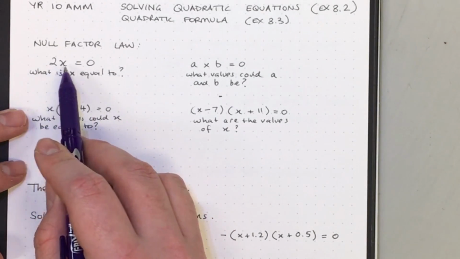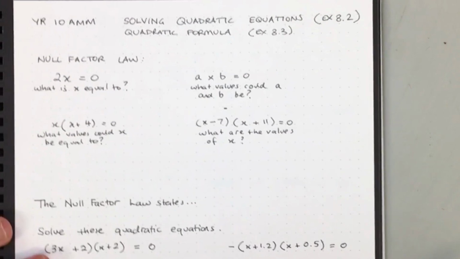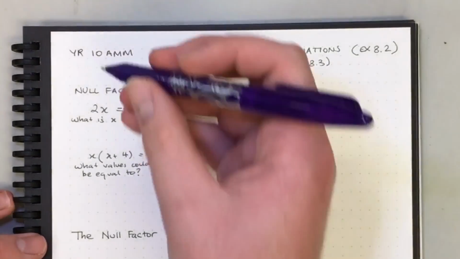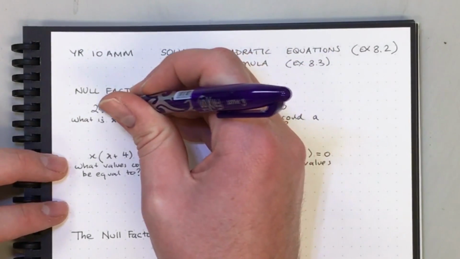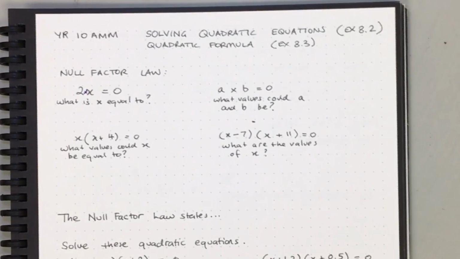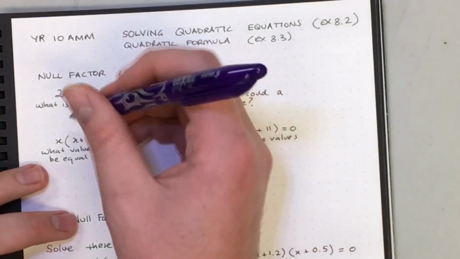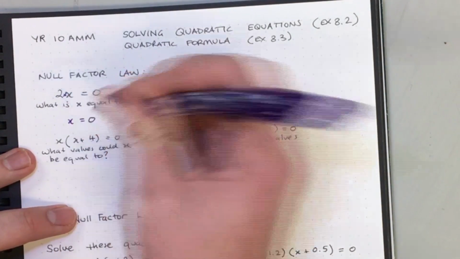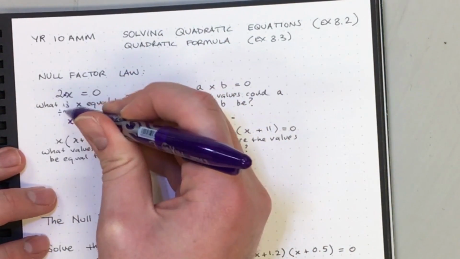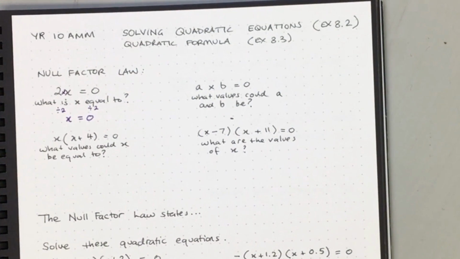I've got here 2x is equal to 0. So if I had 2x, which you might remember as being 2 times x, is equal to 0, what would that mean that x would have to be equal to? 0, yeah. And I suppose you could do this by dividing both sides by 2. 0 divided by 2 would in fact be 0.